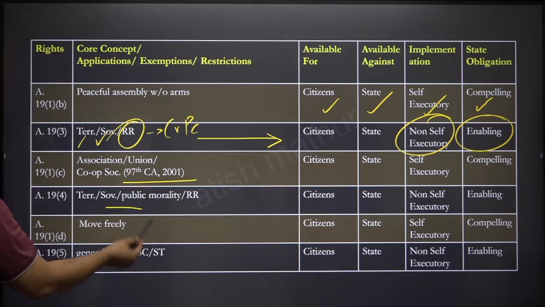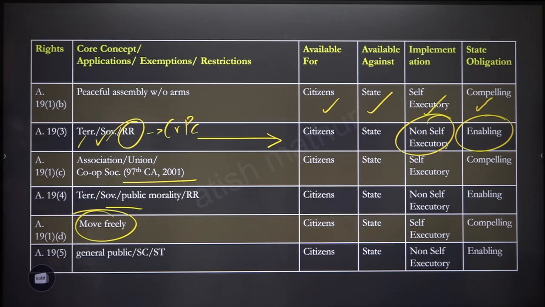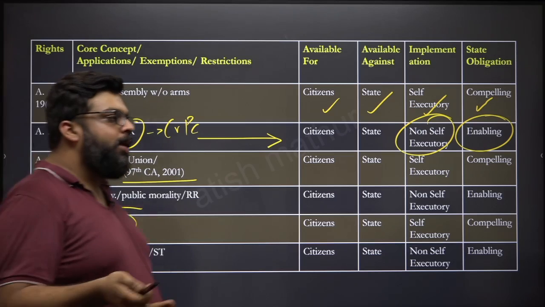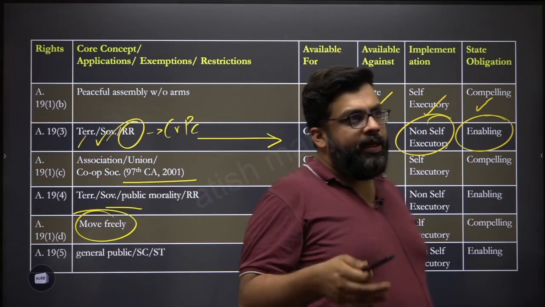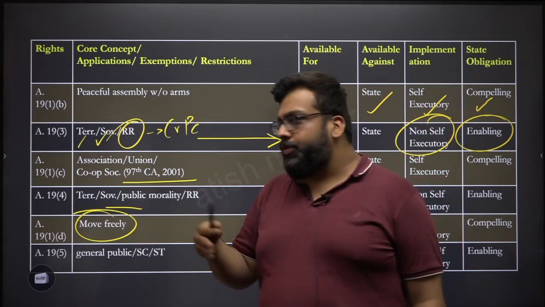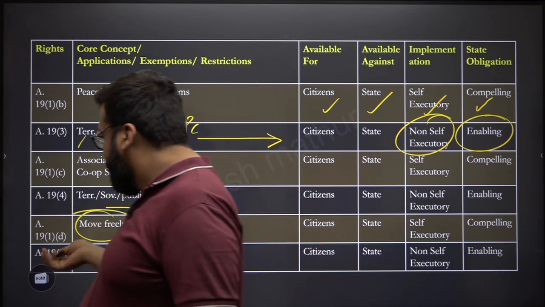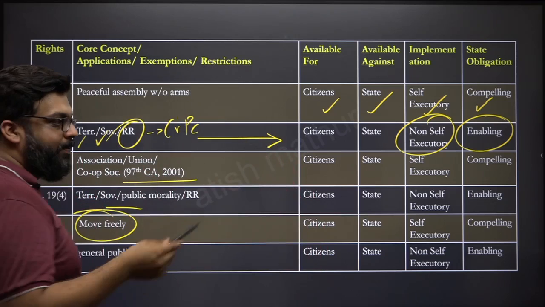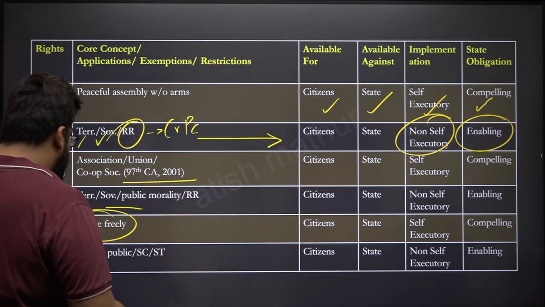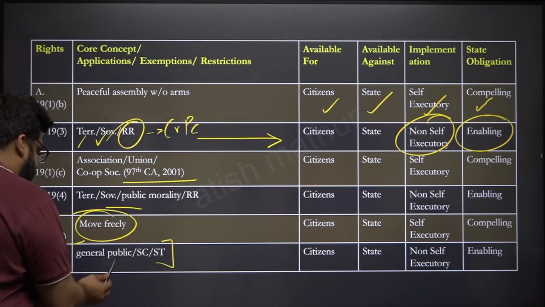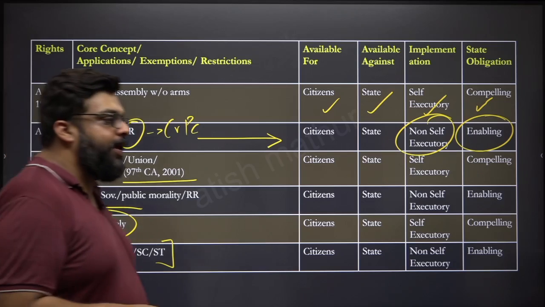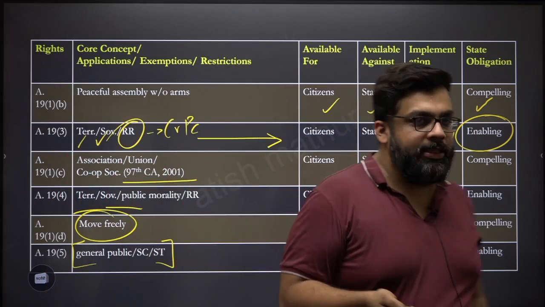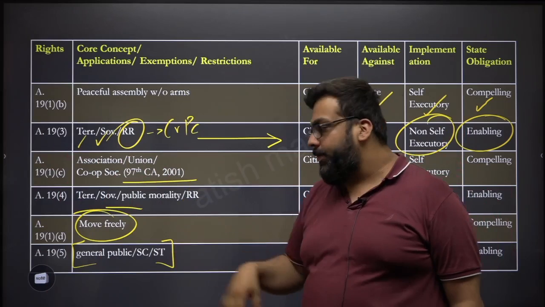Now, Article 19(1)(d) and 1(e), which is basically the freedom to move freely throughout the territory of India, and the freedom to reside in any part of the country. Because they're related to each other, their reasonable restrictions are the same. So Article 19 clause 5 is the common reasonable restriction to 19(1)(d) and 19(1)(e).